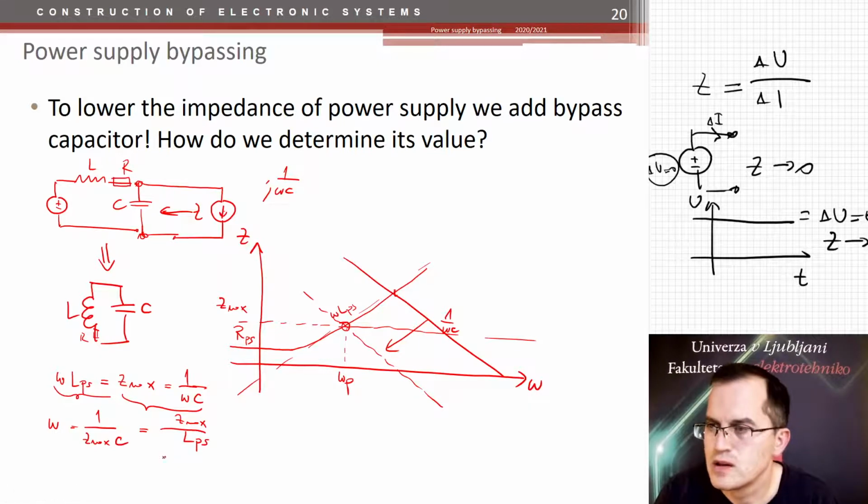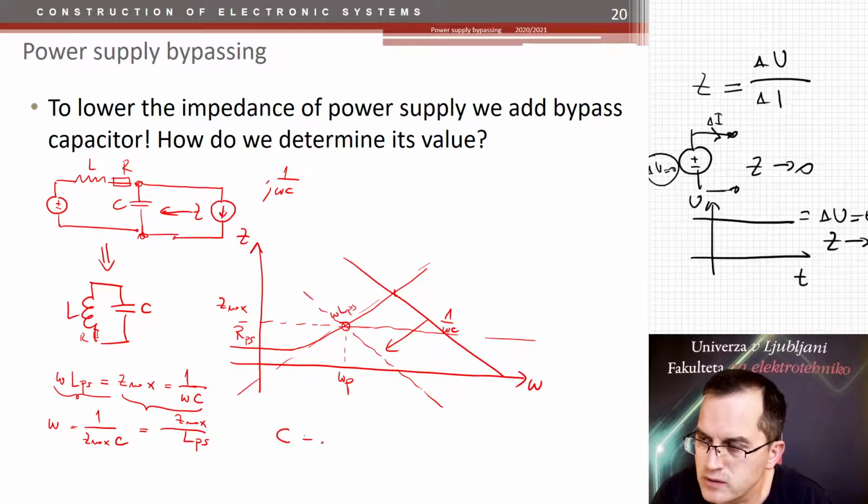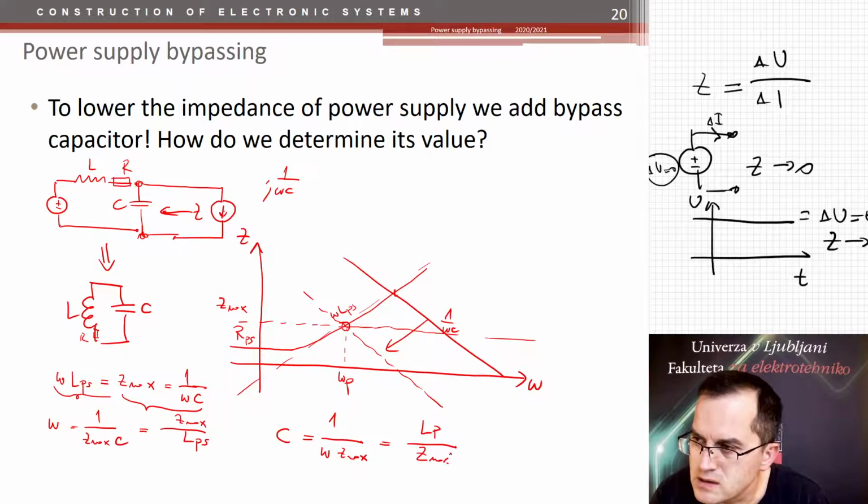Okay, so I want to know how much the C is. So I will derive the C out of it. The C is equal to 1 over omega Z max. Omega is equal to Z max over L_P. So the final equation is C equals L_P over Z max squared.